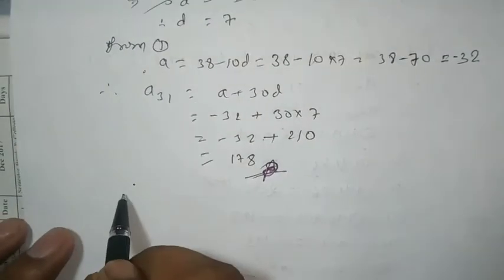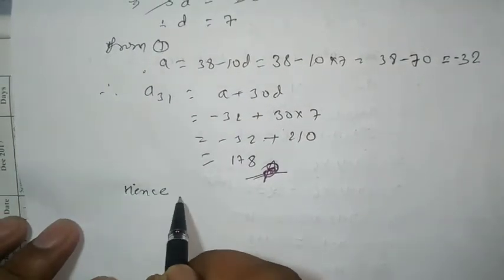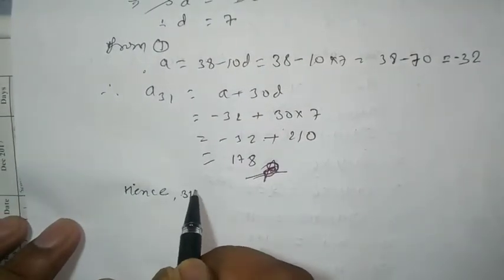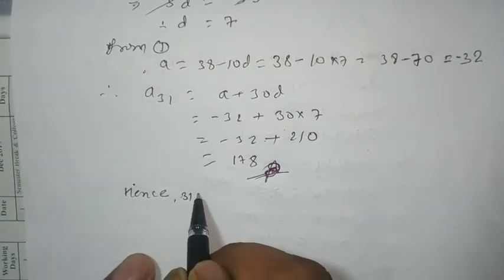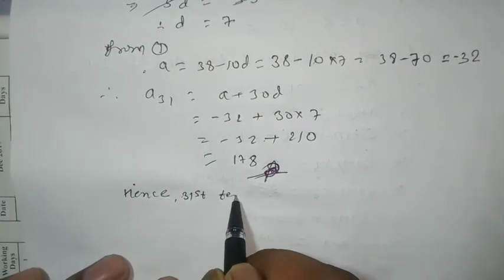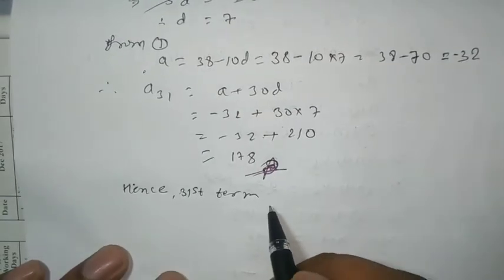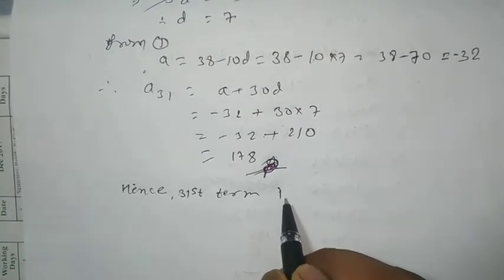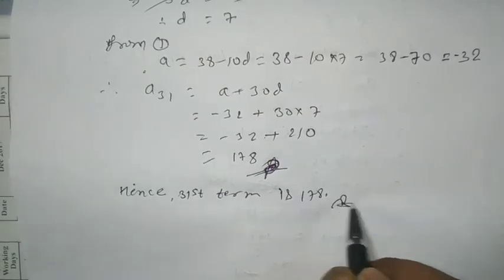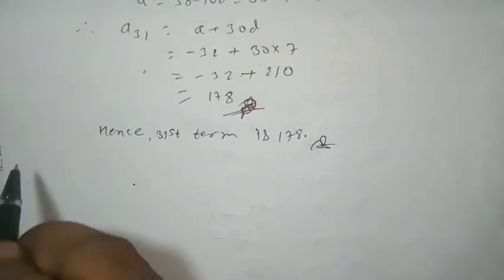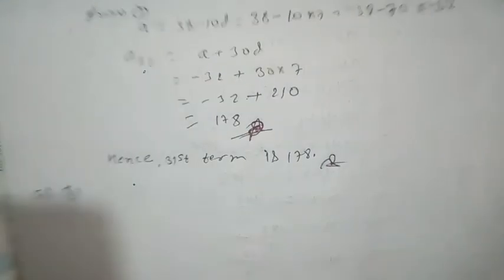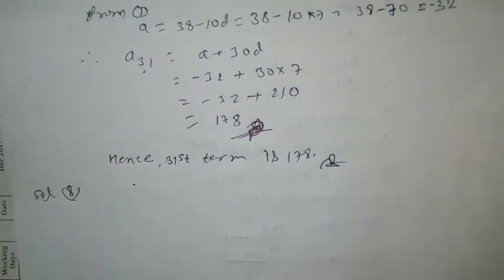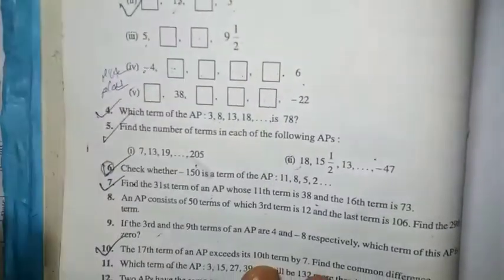Now you have to also write here, hence the 31st term is 178. Answer. The next question, question number 8.